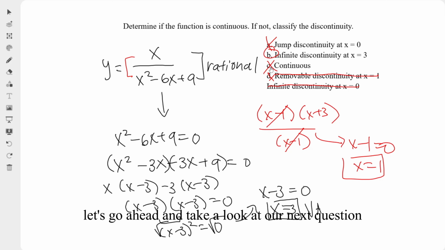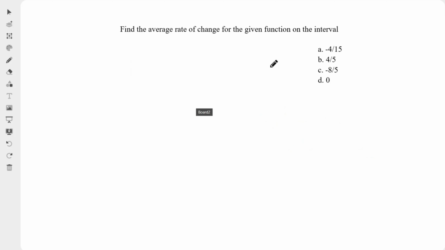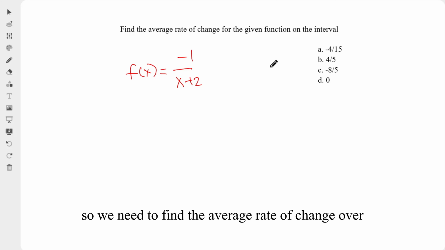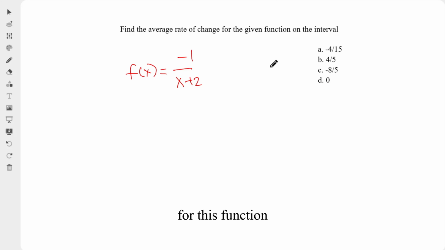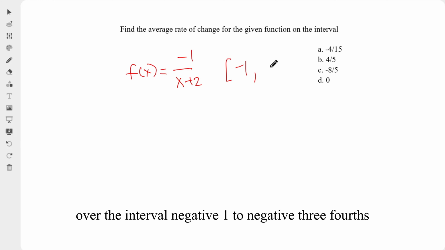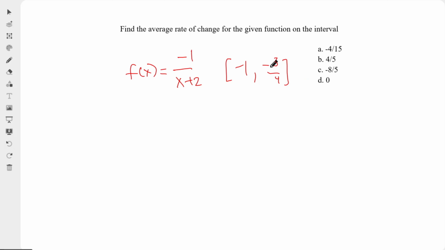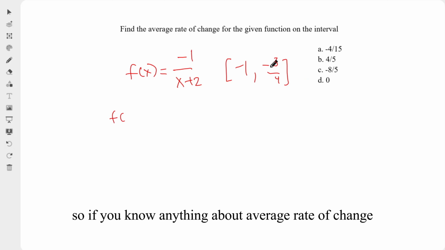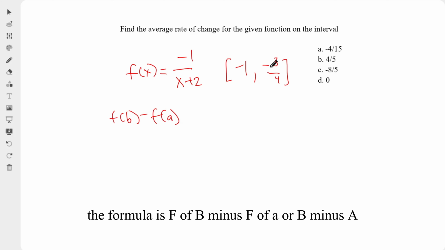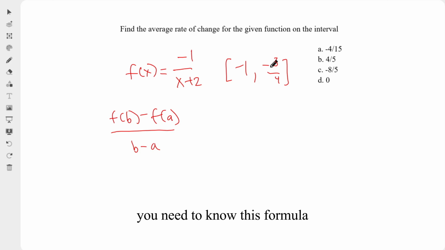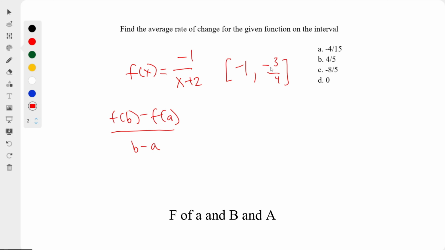Let's go ahead and take a look at our next question. So we need to find the average rate of change for this function over the interval -1 to -3/4, and we have our answer choices right here. If you know anything about average rate of change, the formula is f of b minus f of a over b minus a. You need to know this formula. It's very important, and they're not going to give it to you on a test. I have a video on this in case you're unfamiliar with this topic. It'll be in the description down below. So let's go ahead and find our f of b, f of a, and b and a.